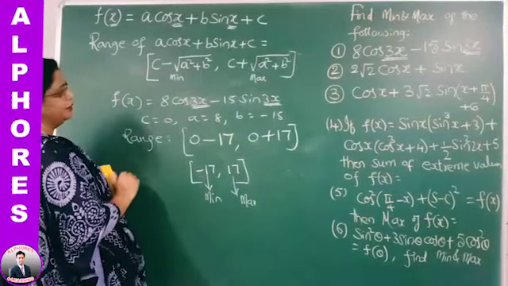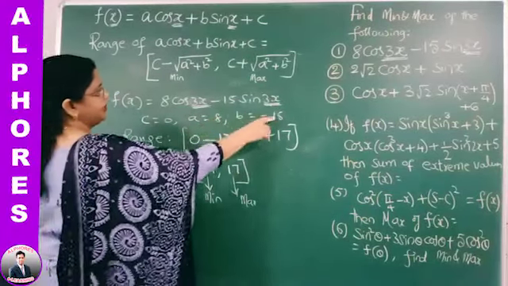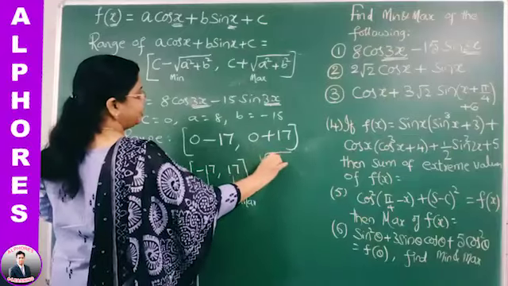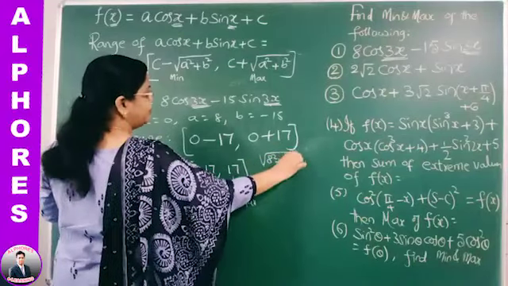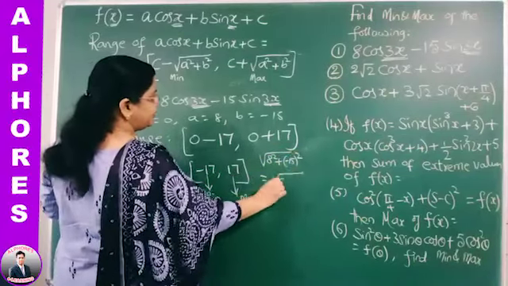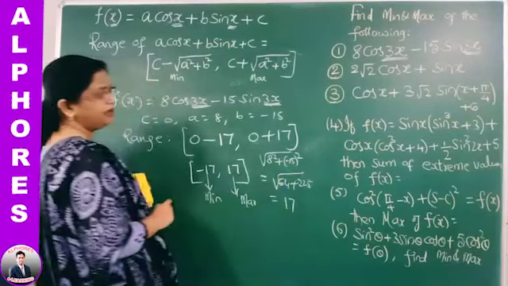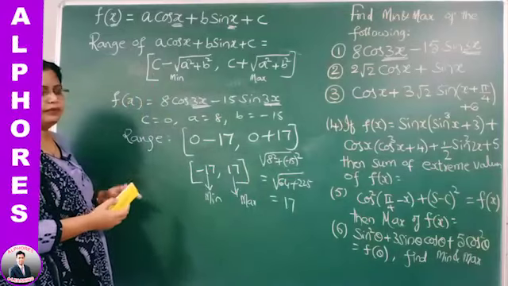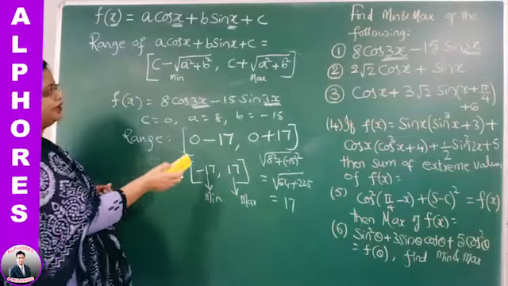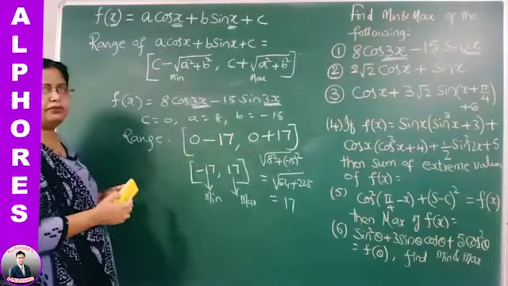Simply you can substitute, nothing to worry, only observe whether these conditions are satisfied or not, that's it. So what we have done, under root of a square plus b square, 8 square plus minus 15 whole square, that is under root of 64 plus 225. So 289, that is root of 289, 17, right? And hence you got these kind of values.